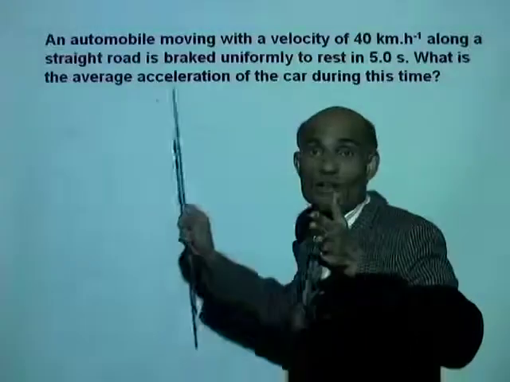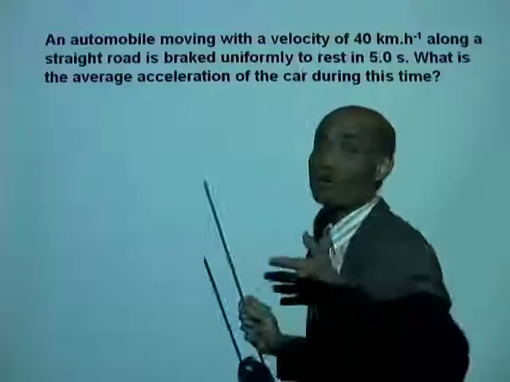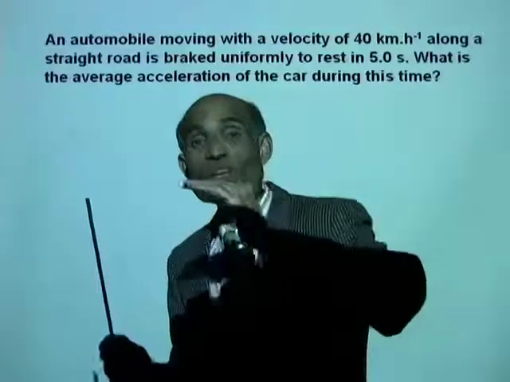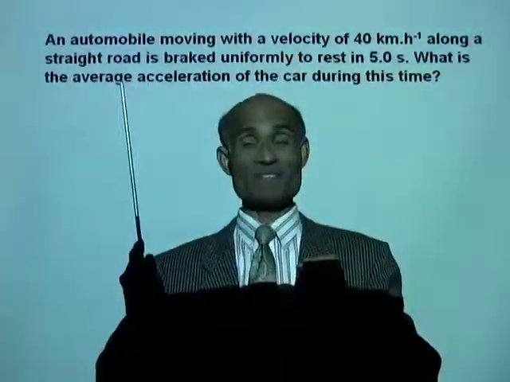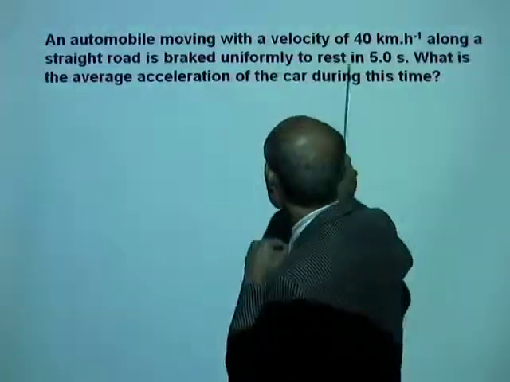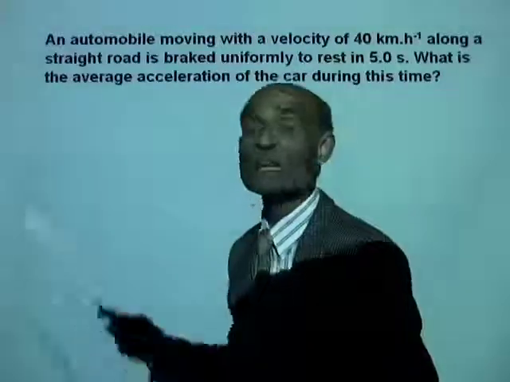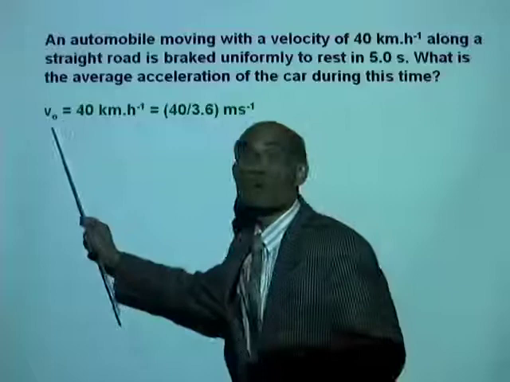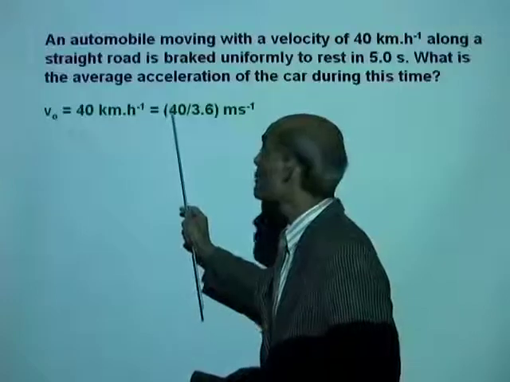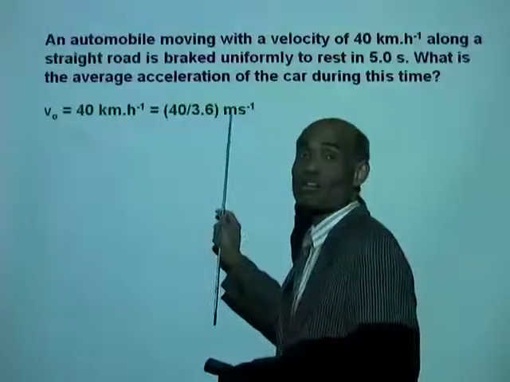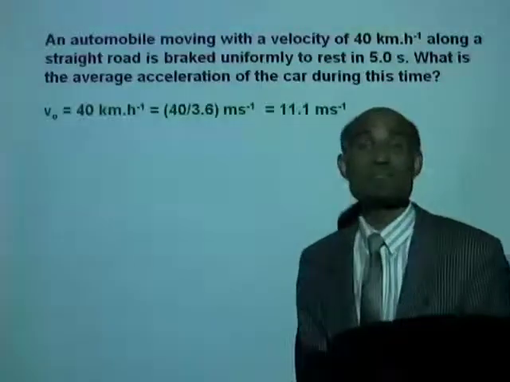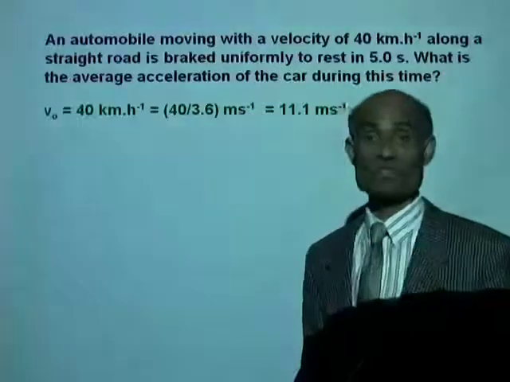When you start your clock, the automobile has a velocity of 40 km per hour and it is braked uniformly to rest. What is the final velocity? It is brought to rest. The final velocity is 0. And this happened in a time of 5 seconds. Let's write that down. V0, the initial velocity, is 40 km per hour, and that will be 40 divided by 3.6 meter per second. That is 11.1 meter per second. That is the initial velocity.